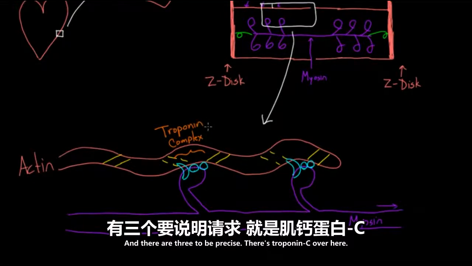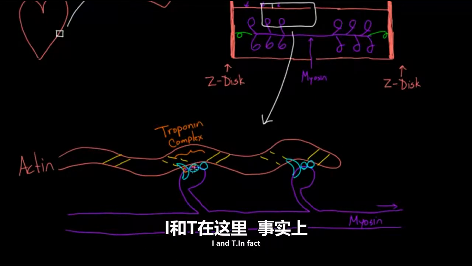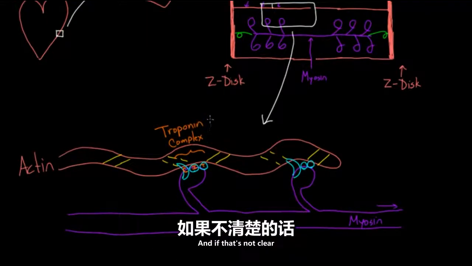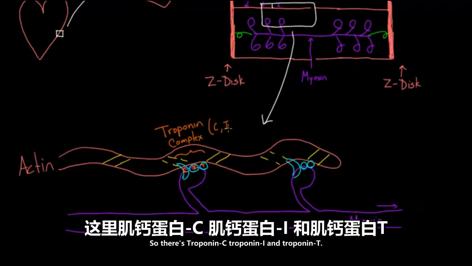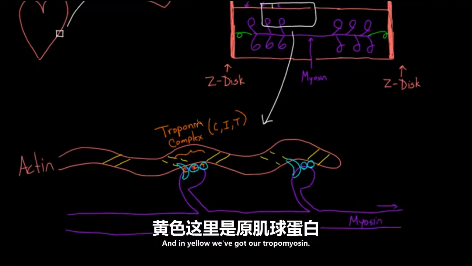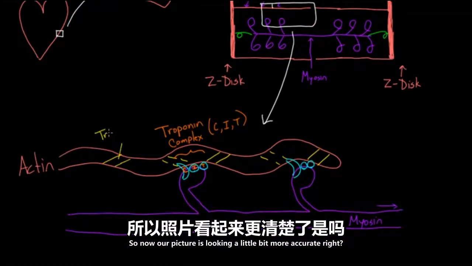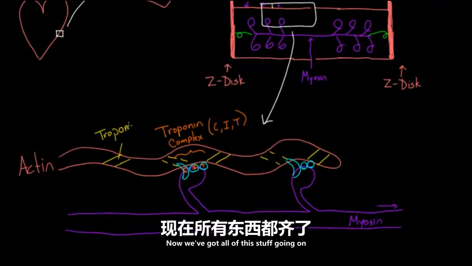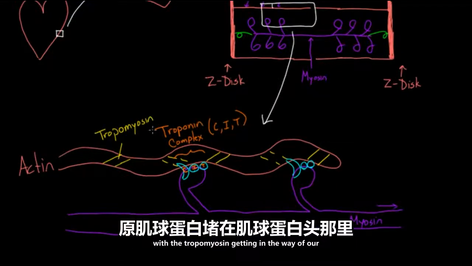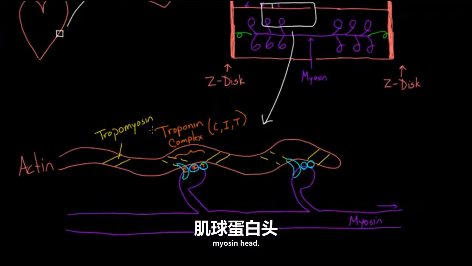So instead of just the one word troponin, it's actually a complex of proteins. And there are 3 to be precise. There's troponin C over here, I, and T. And in fact, if that's not clear, let me put it on this side right here so you can see it. So there's troponin C, troponin I, and troponin T. And in yellow, we've got our tropomyosin. So now our picture is looking a little bit more accurate, right? We've got all of this stuff going on with the tropomyosin getting in the way of our myosin head.